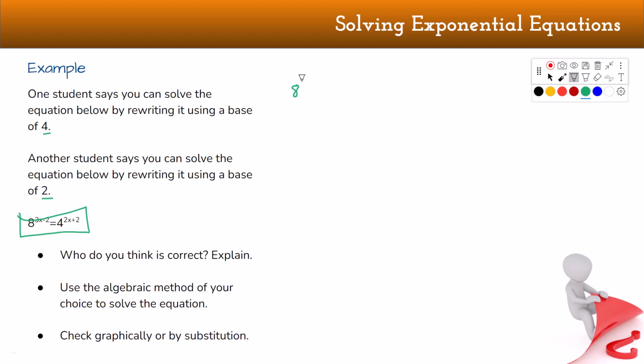And so here we've got 8 to the 3x minus 2 equals 4 to the 2x plus 2. Now I know that 8 and 4 can be expressed as 2 for sure. I know that 8 is 2 cubed, and I know that 4 is 2 squared.